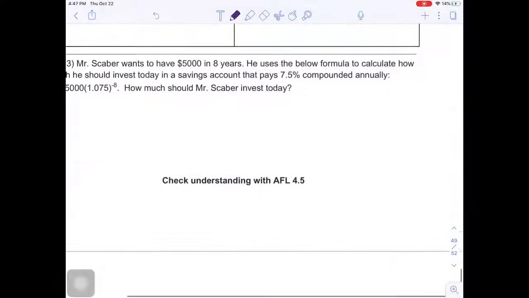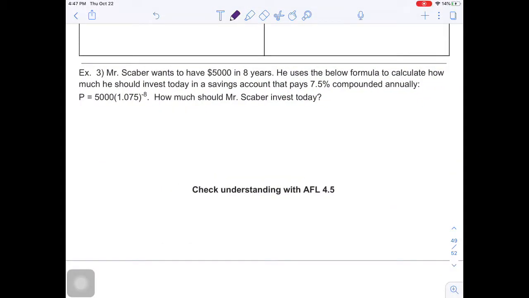So we're going to test out and see if we can apply our knowledge to maybe more of a word type problem. So something you might see in your everyday life, whether you go into engineering or mathematics or business or whatever you might see. This is something that will be important to everybody once they reach an age where they might be investing some money. Okay, so here Mr. Skaber wants to have $5,000 in 8 years. He uses the below formula to calculate how much he should invest today in a savings account that pays 7.5% compounded annually. So here's our equation, and P is how much he should invest.